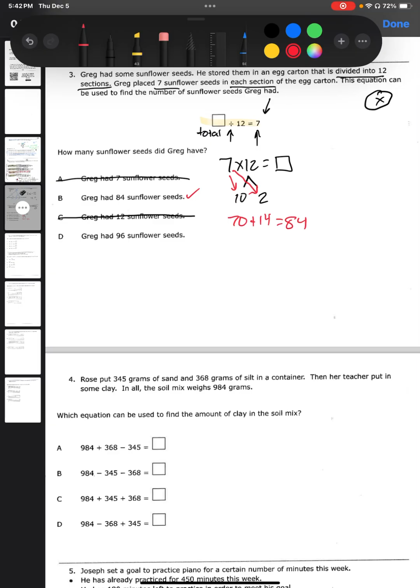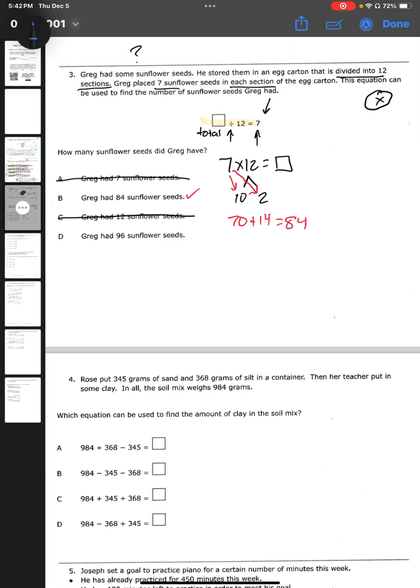If you're not comfortable with that strategy, and some kids just aren't, that doesn't quite work for them, make a math model. Make a strip diagram. Go back and reread what it tells us. Greg had some sunflower seeds, and we already said we don't know how many. He stored them in an egg carton that is divided into 12 sections.